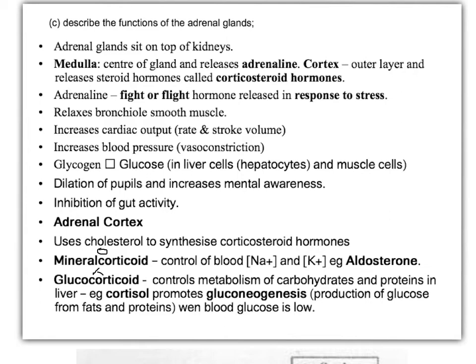And you should know what the adrenal cortex produces: things called corticosteroid hormones, of two types. Mineralocorticoids: the example you should know is aldosterone, and it controls sodium and potassium balance in the blood. And you should know glucocorticoids as another example of corticosteroids. Example, cortisol, which promotes a process called gluconeogenesis, which is producing glucose from non-carbohydrate sources such as fats and proteins, and that's done under stress when blood glucose is low.